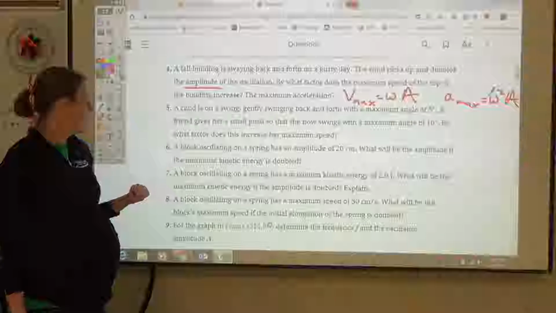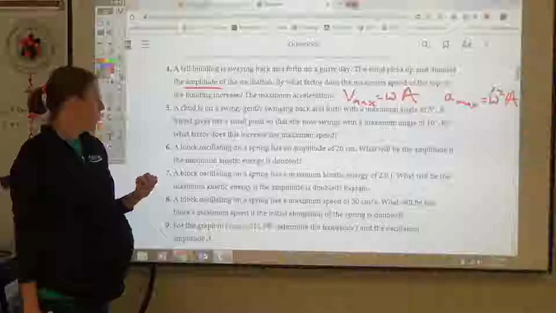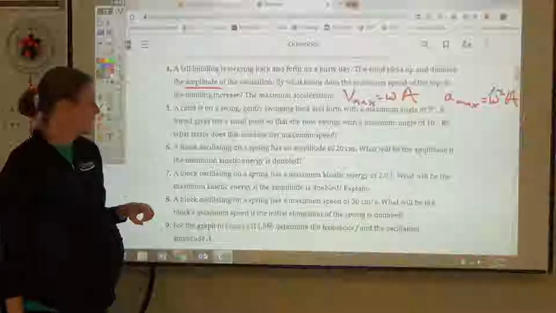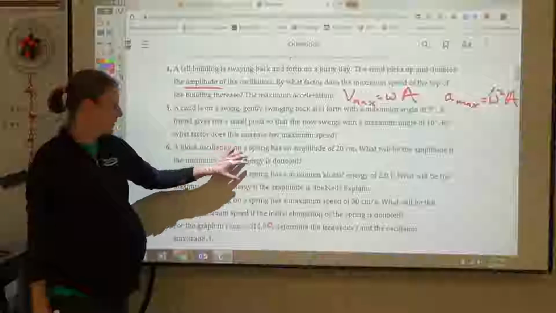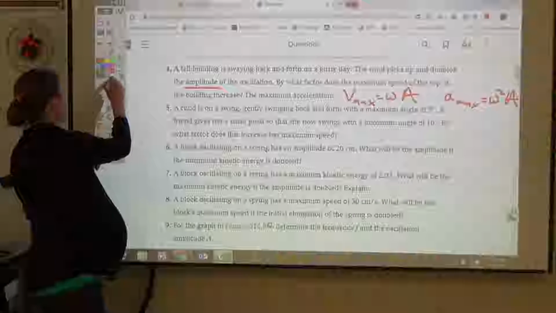6. A block oscillating on a spring has an amplitude of 20 centimeters. What will be the amplitude if the maximum kinetic energy is doubled? Okay. Next set, a little trickier than just saying doubled.